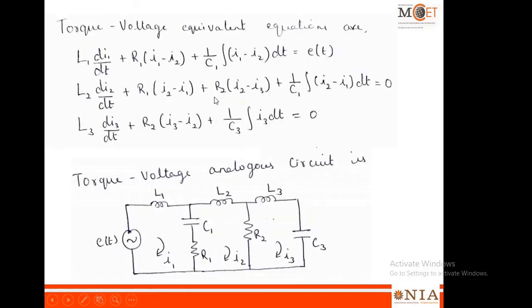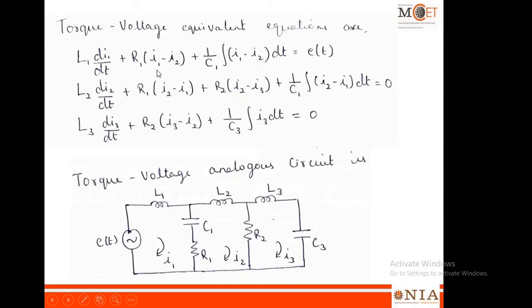In torque voltage analogous elements, the torque is replaced by voltage. Here I am given voltage E of t, and the angular velocities are replaced by currents, mass by L1, damper by R1 and spring by 1 by C1. So likewise you get all the three equations. After getting all the three equations, you have to draw a circuit which satisfies these three equations. So here is the circuit which satisfies the three equations.